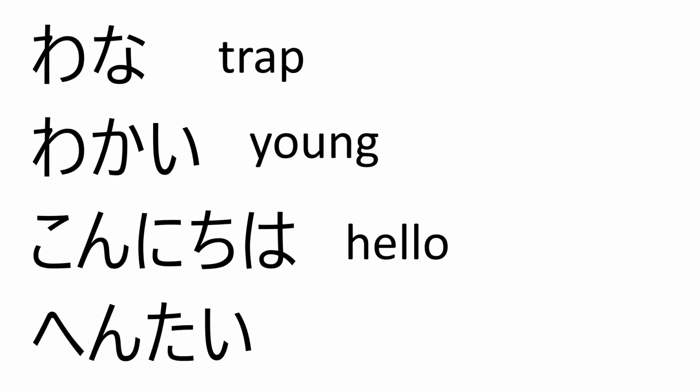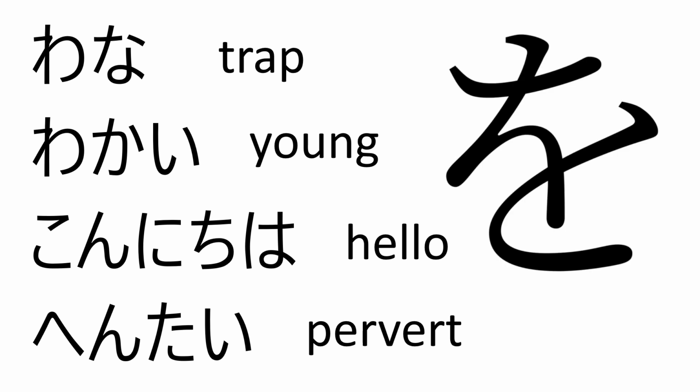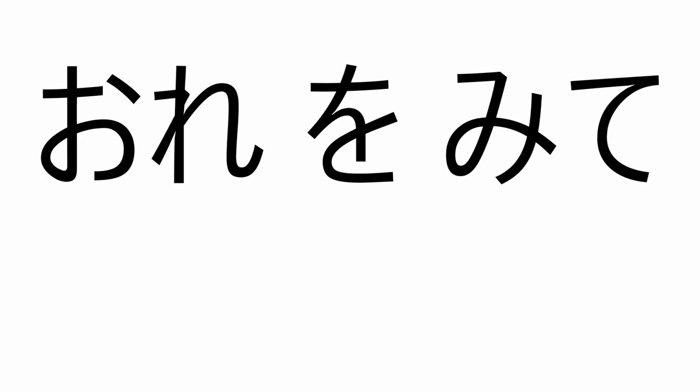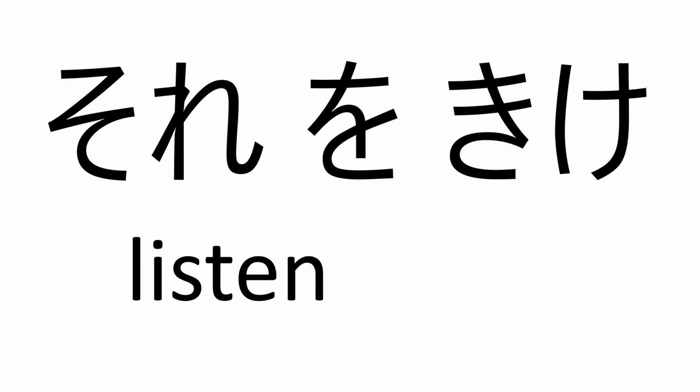Wana, wakai, konnichiwa, hentai, which mean trap, young, hello, and pervert. I would really like to give you some words that use wo as well, but I don't think that there are any. It is only used in front of verbs in sentences. For example, ore o mite, which means look at me, or sore o kike, which means listen to that.